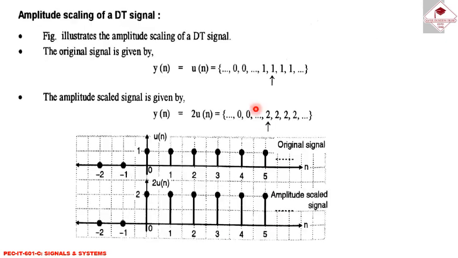Next, amplitude scaling for a discrete time signal. The original signal has been given, u(n) is equal to 0, 0, 1, 1, 1, and 1. Now the amplitude is going to be scaled with the help of this particular expression, y(n) is equal to 2 into u(n), so that means its values are 0, 0, 2, 2, 2, like this. This is the graphical representation where u(n) is written like this, and if I multiply it by 2, this particular signal can be obtained.